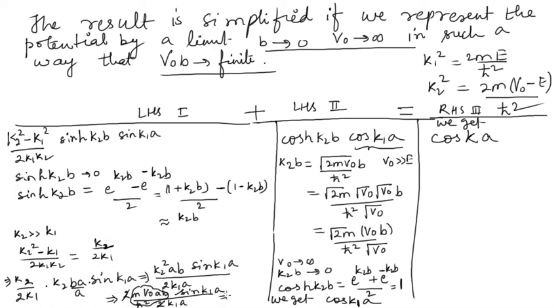So what do I get here? P sine k1a upon k1a. This is my simplified expression in this limit when b tends to 0 and v0 tends to infinity, such that v0b remains finite. Now I write the full equation again, my equation number 10.